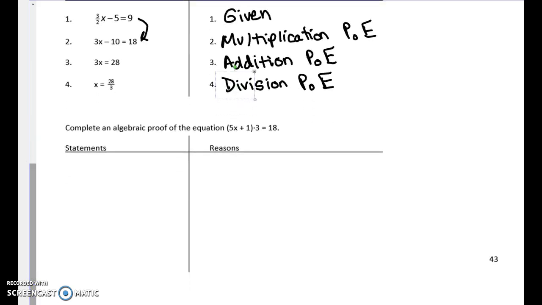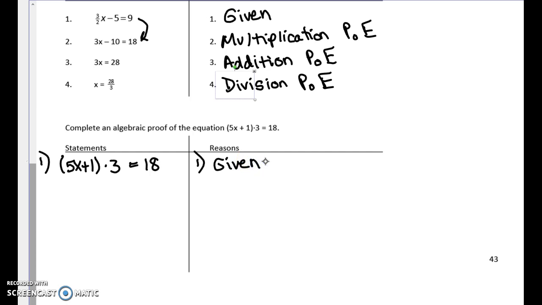Now let's do one absolutely from scratch, however we want to do it. We're given 5x plus 1 times 3 equals 18. I'm going to write that out, of course, as our first statement: 5x plus 1 times 3 equals 18, and that is step 1. My reason I can write that is that it was given to me.